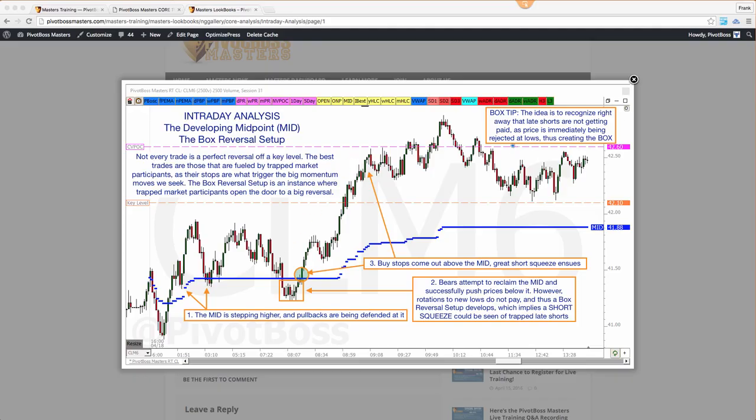And pro tip, it says up here, the box tip: the idea is to recognize right away that late shorts are not getting paid, right? That's the first thing you have to do. If this is price right here and it pushes down, that first move, you have to distinguish, are they getting paid? Because if you get this little bit of a move and already it has to auction higher, that's a first clue. And then if price comes down and ticks one tick below the previous low and can't get lower, right there, that's telling you, hey, these bears may not be getting paid right now, and we could be looking at a squeeze.